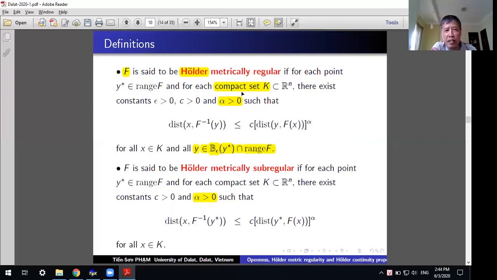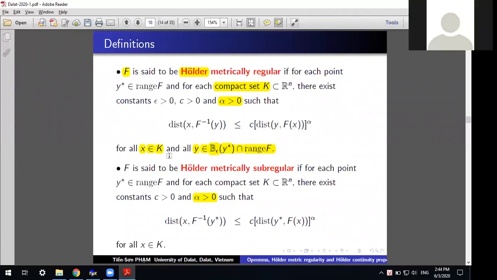Here you can change for any incident when you fix S star. So for any S near S star, you have a local version. But in my talk, I consider the global case, but the same situation.